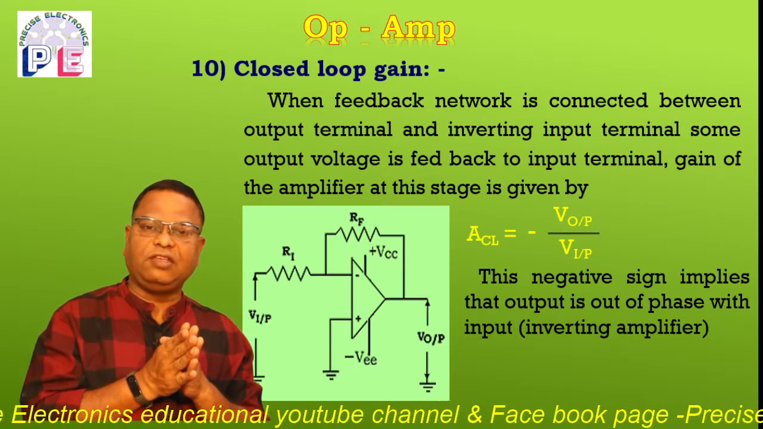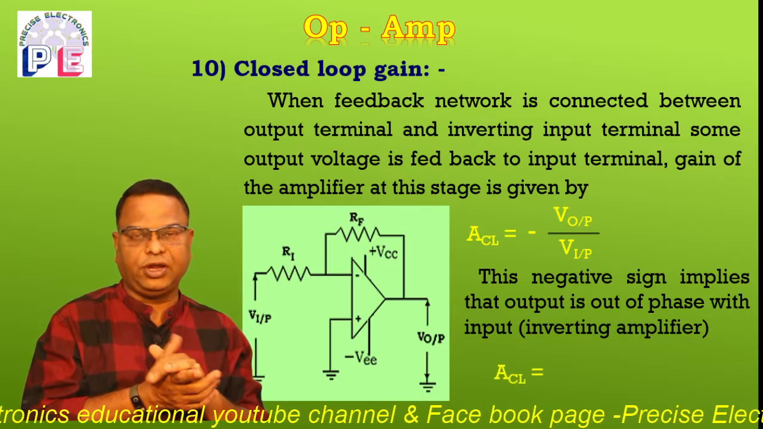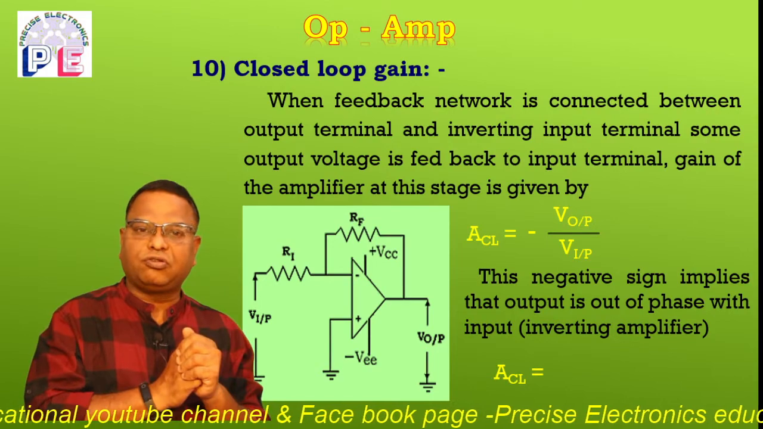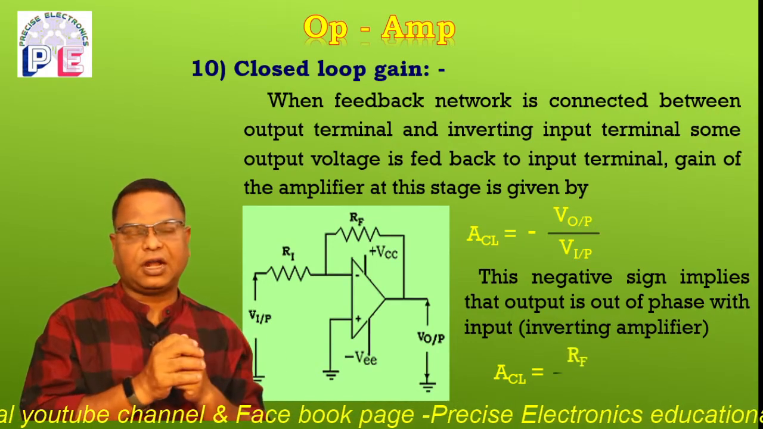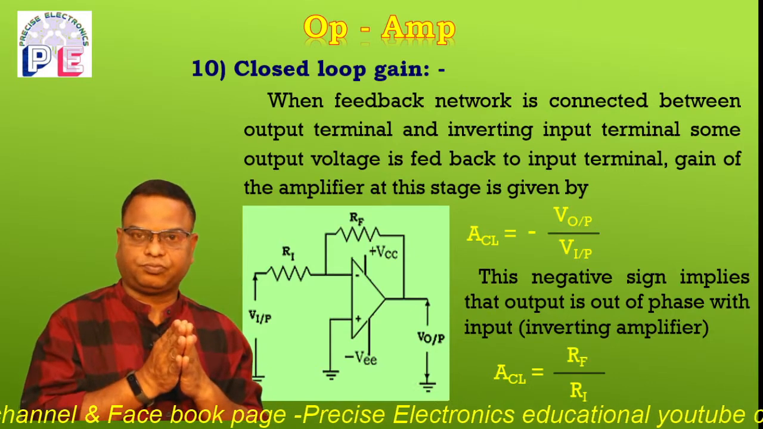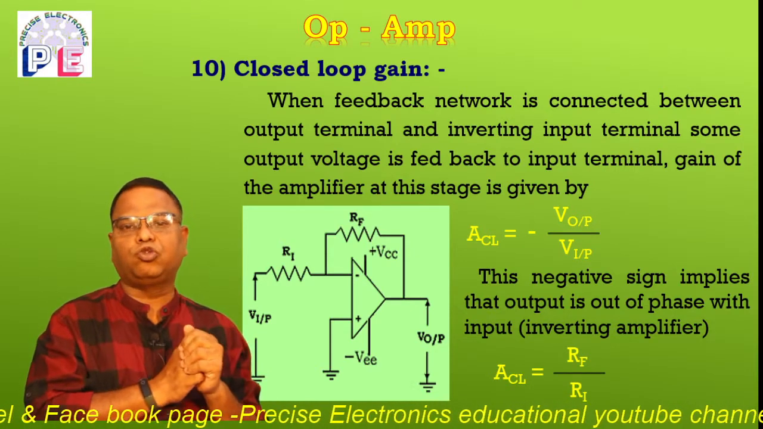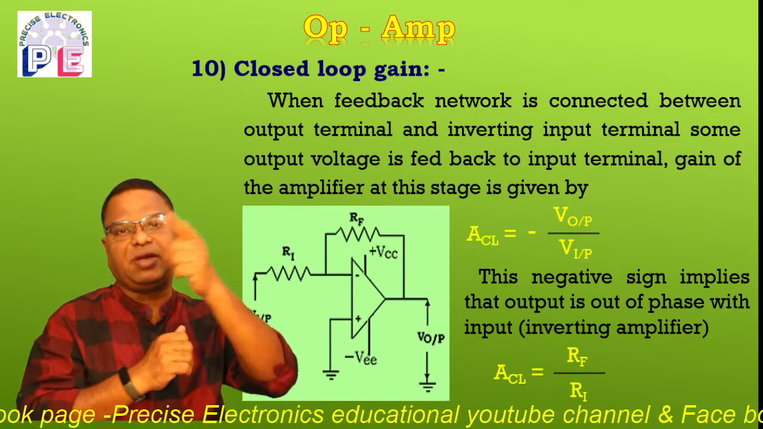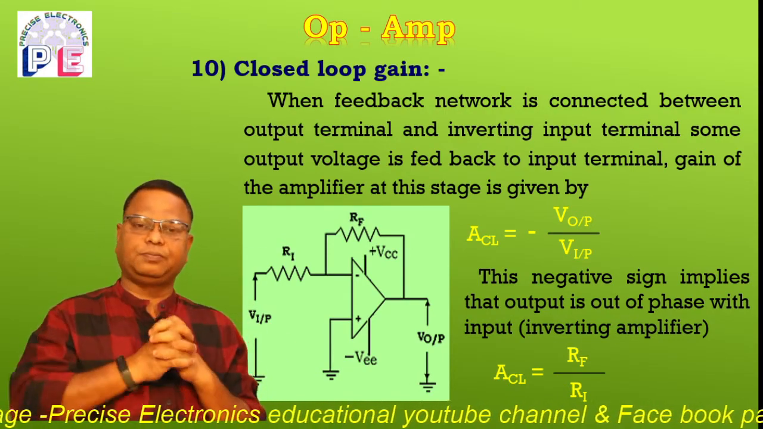So the closed loop gain is equal to minus V output upon V input. This closed loop gain is also calculated using the formula Rf upon Ri. It is the ratio of the feedback resistor to the input resistor. That formula is also used to find the gain of the amplifier when the feedback is connected. That is the closed loop gain.